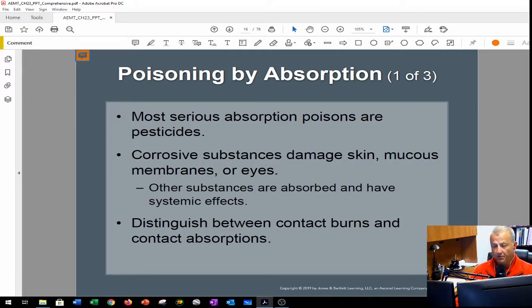And then we have absorption poisoning. And I think organic phosphate is probably your worst absorption type emergency. Usually the organic phosphate can be found in your pesticides. We have other absorption type chemical solids like corrosives, like very alkaline things that can cause chemical burns and that sort of thing.